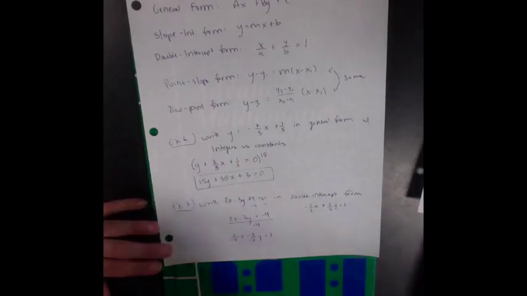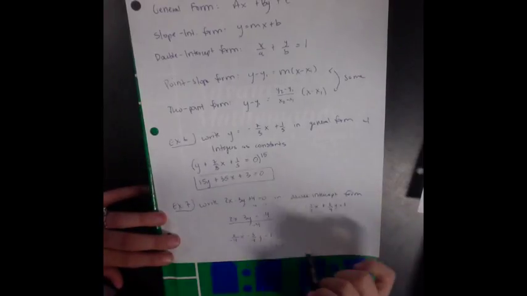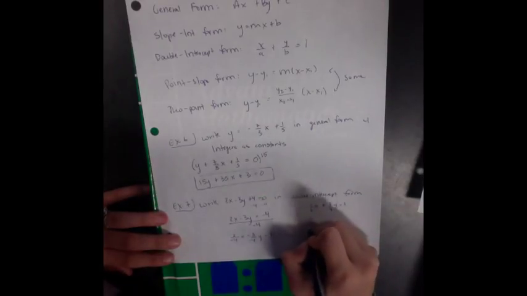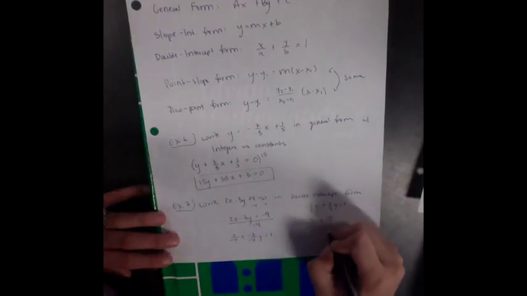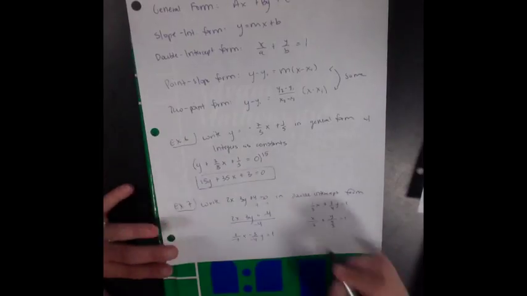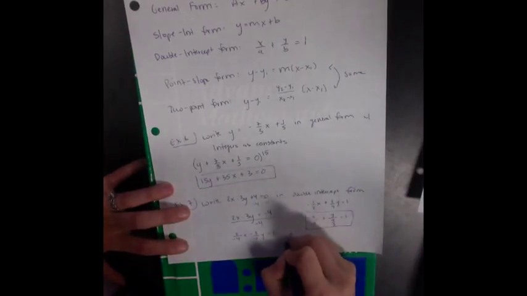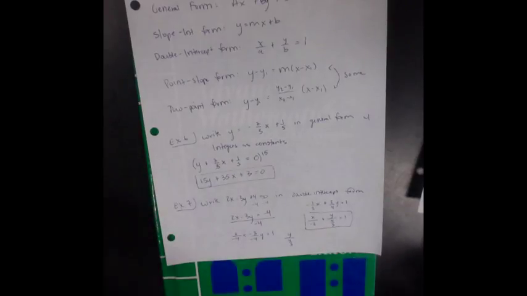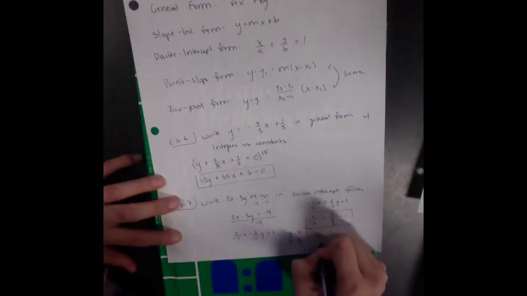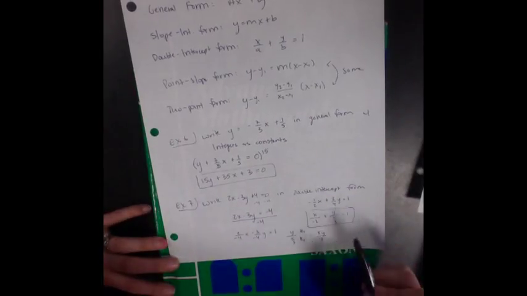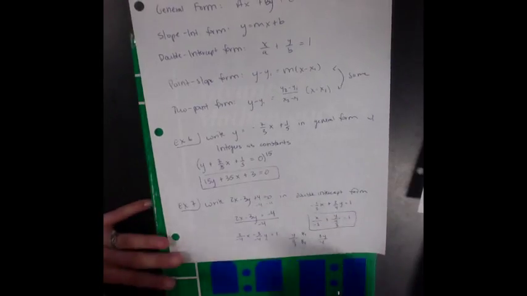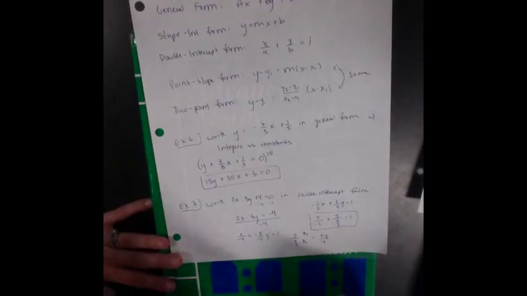Now, I need to rewrite this so that I have x over a plus y over b. So I'm going to write this as x over negative 2 plus y over, here's the tricky part, I'm going to rewrite this as y over 4 over 3 equals 1. Now look at this, if I have y over 4 over 3, if I have a fraction in the denominator, I multiply by the reciprocal, which gives me 3y over 4, which is what I have over here. I have to write it in a fraction, though, to be in double intercept form. And you have to also put the negative in the denominator to be in double intercept form.